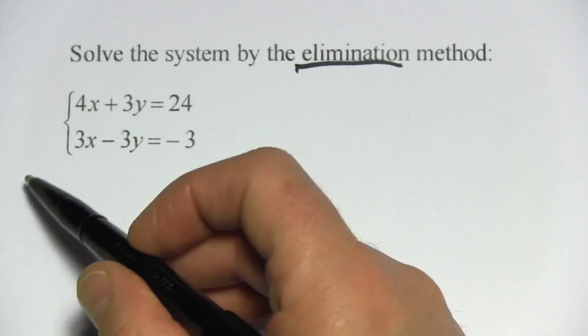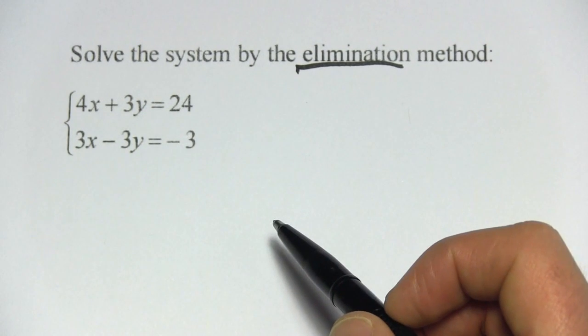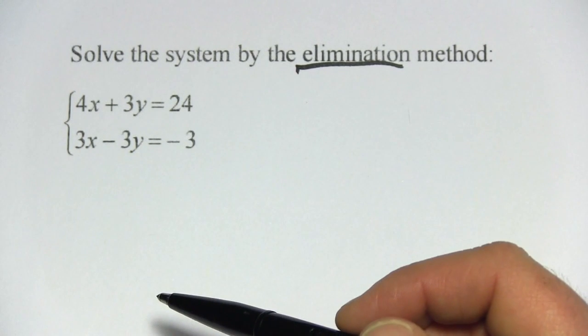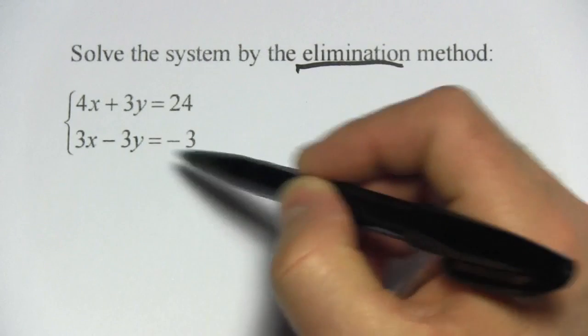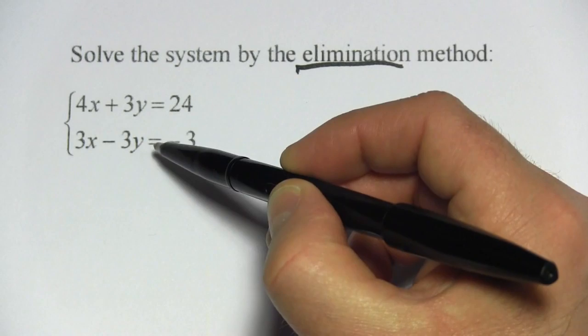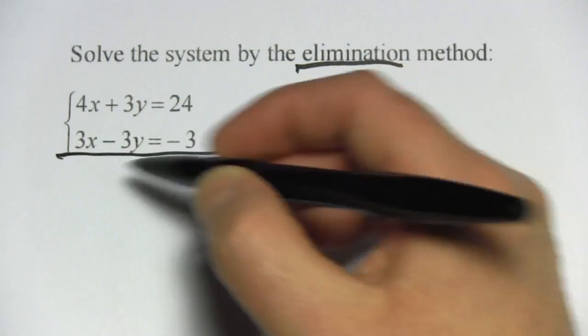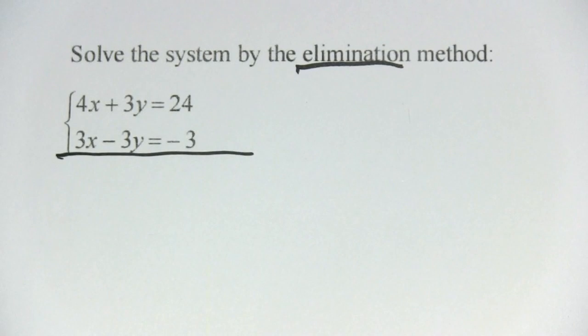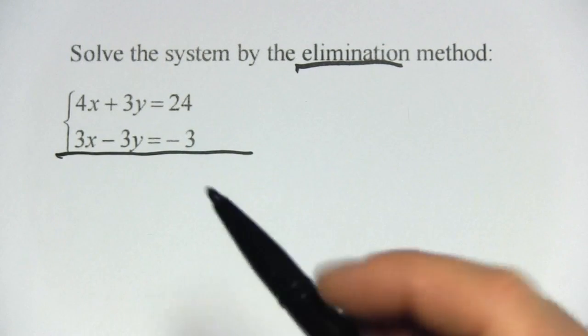All you have to do is add the two equations together in such a way that one of the variables disappears. So sometimes you have to manipulate one of the equations, but in this one, look, we have a 3y and a negative 3y. If I were to just put a sum line under here and add down the columns, the y's would disappear. So that's exactly what we're going to do.